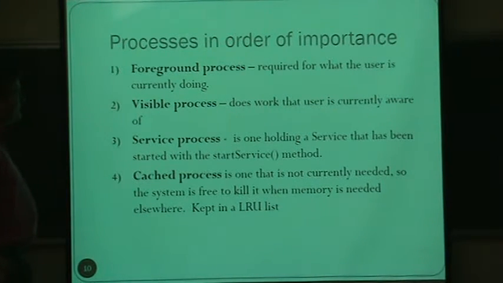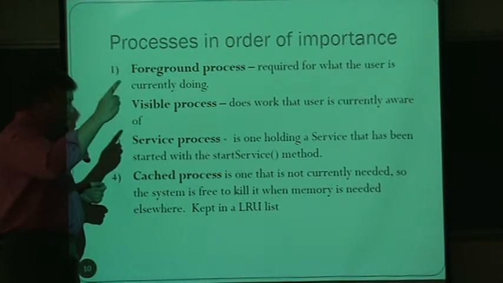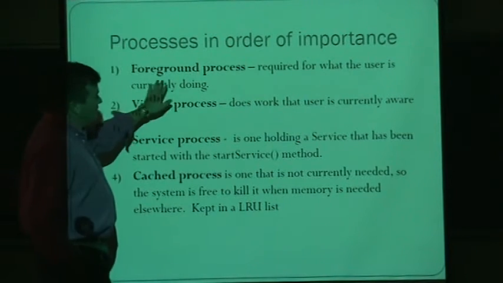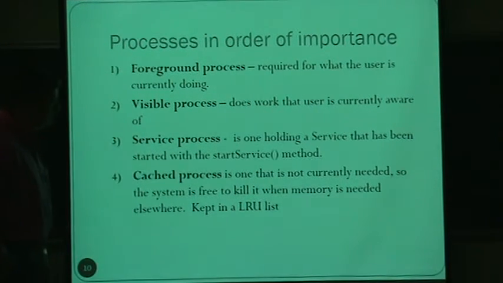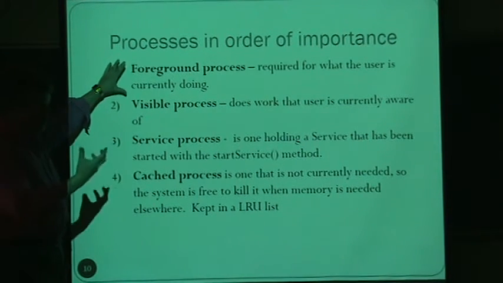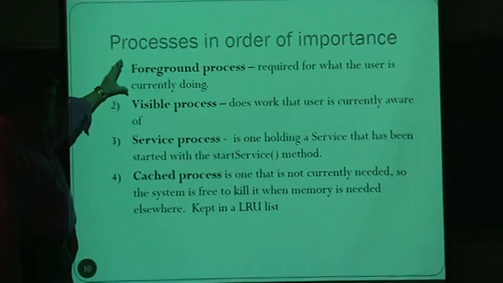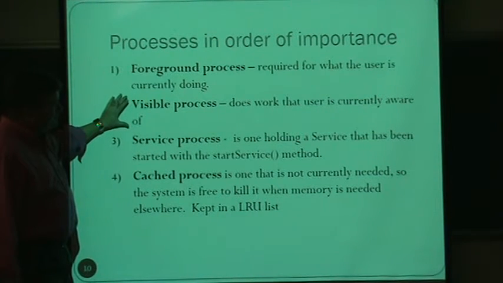So the idea to kind of simulate multi-threading is to actually have processes that your thread could kick off. These would be system processes, and they're put in four different categories, from most important down to least important. So we have foreground processes, which are required for what the user is currently doing. That would be something that the user can actually see, and is the application that the user is mainly running. A visible process does the work that the user is currently aware of.